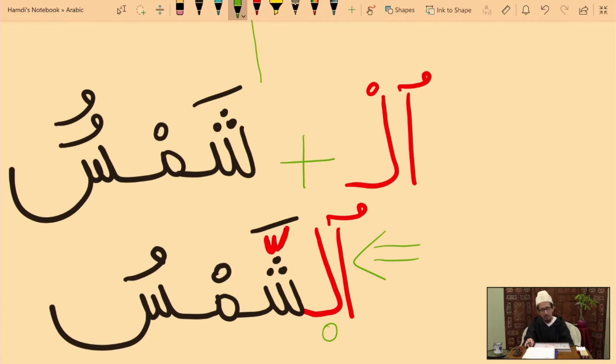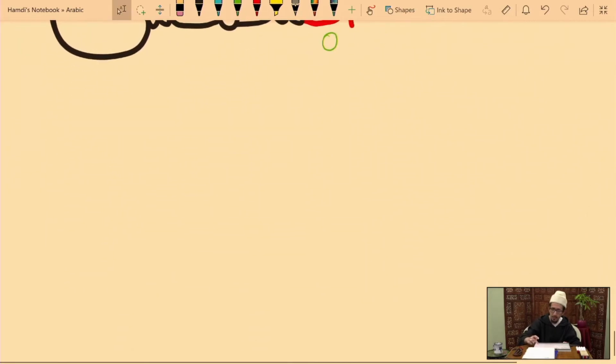ash-shamsu. So what is duplicated? The first letter of the noun is duplicated. You remember last session we studied the shadda. We call that at-tad'if, the shadda. So we hear it, ash-shamsu, ash-shamsu. Thus, give more examples.